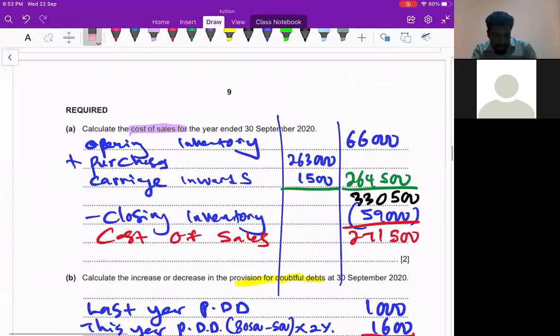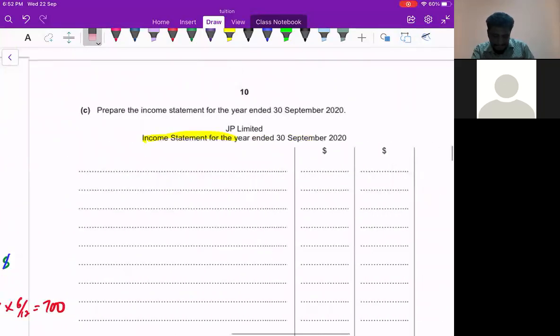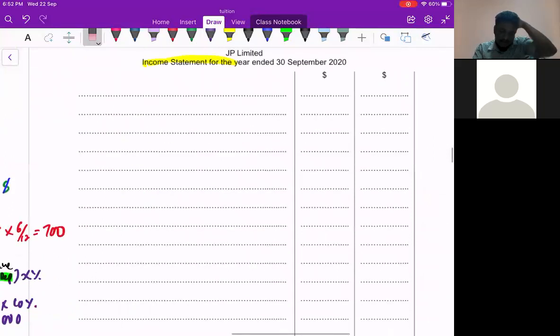Okay, that's my cost of sales. After the cost of sales, we need to prepare the income statement. In an income statement also, we need to calculate the cost of sales, so we need to do again. I don't know why this question asks the same thing two times. But it's okay, we just answer. We get more marks for it.